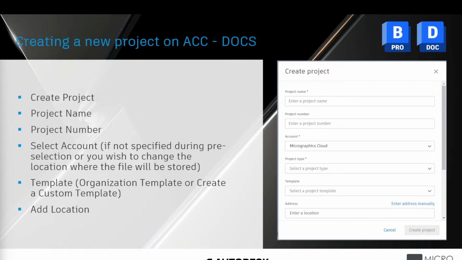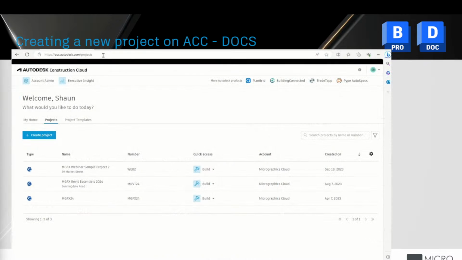Then you choose a project type, and there are multiple selection types that you can use for pre-selected type of buildings. Then you can select a project template if your organization has one, or you can create a custom template. This is also where you can enter a location either manually or select off the maps. Here is a short video on how this process works.